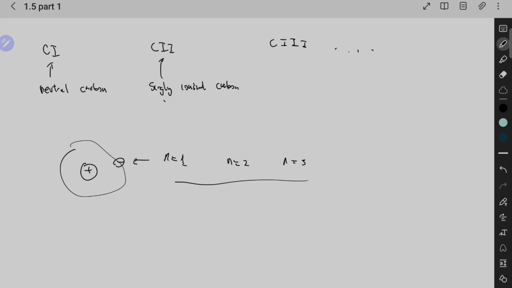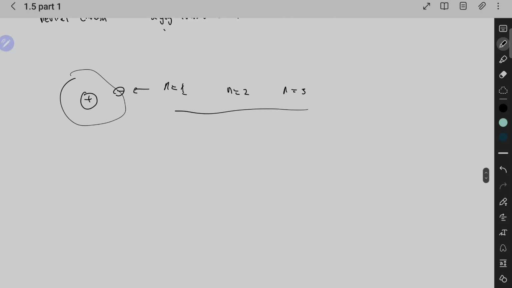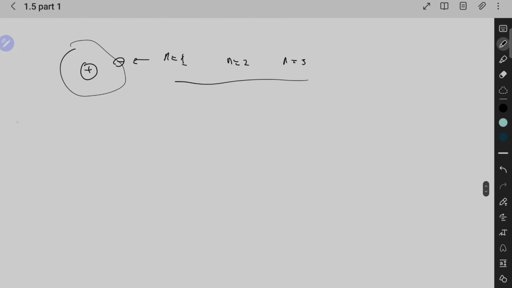So now we can talk about the Boltzmann equation after we've gone through some of the basic concepts. So the Boltzmann equation goes something like this. So let's write this Boltzmann equation.